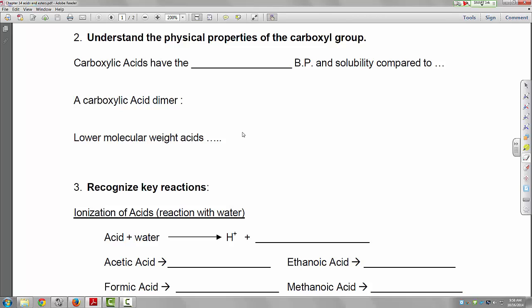Understand the physical properties of the carboxyl group. Carboxylic acids have the highest boiling point and solubility compared to any other compounds of a similar size. When I say size, I'm really talking about molecular weight. Part of the reason for this is, of course they have that OH, that hydroxyl group, so they form hydrogen bonds, but they also form these dimers.